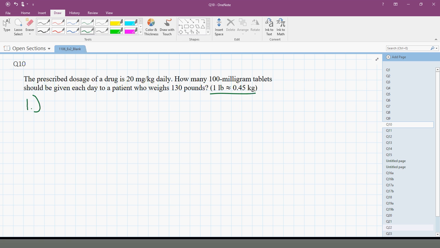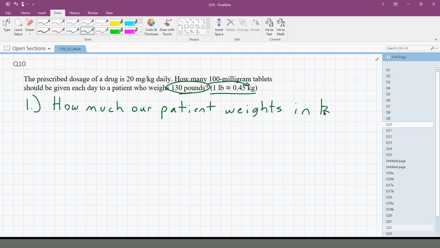And what do you mean by multiply? Why? What are we doing? What are you trying to figure out? Yes, it is about the pounds. We want to figure out how much this guy is in kilograms. That's important to us. So the first thing is we need to know how much our patient weighs in kilograms. That's step number one.